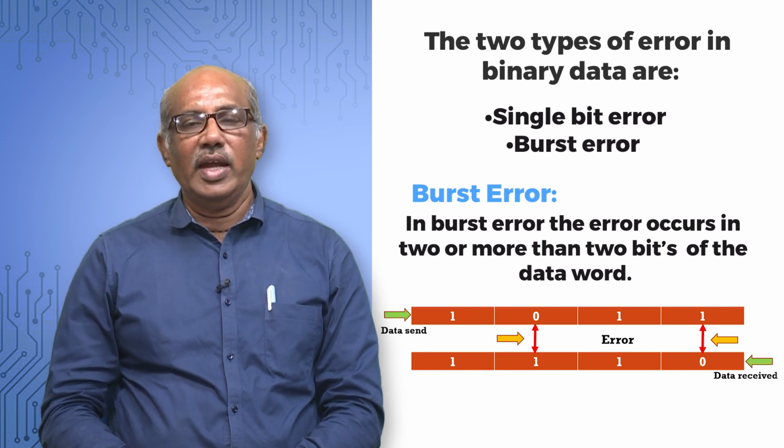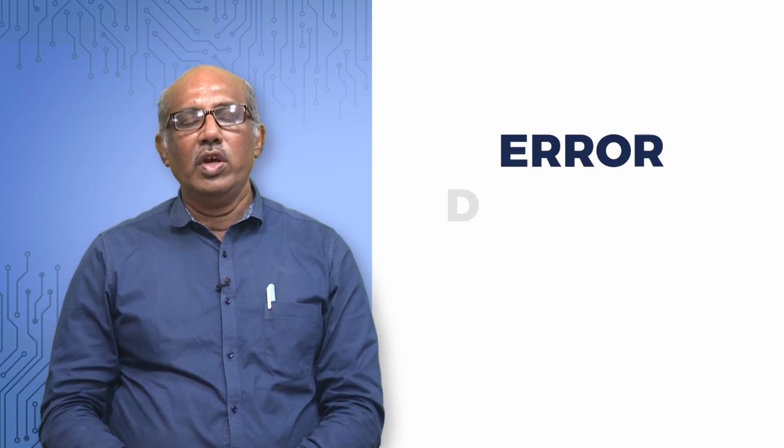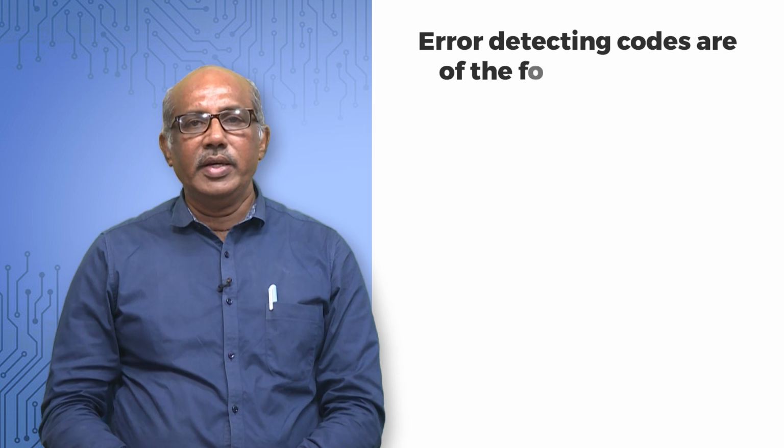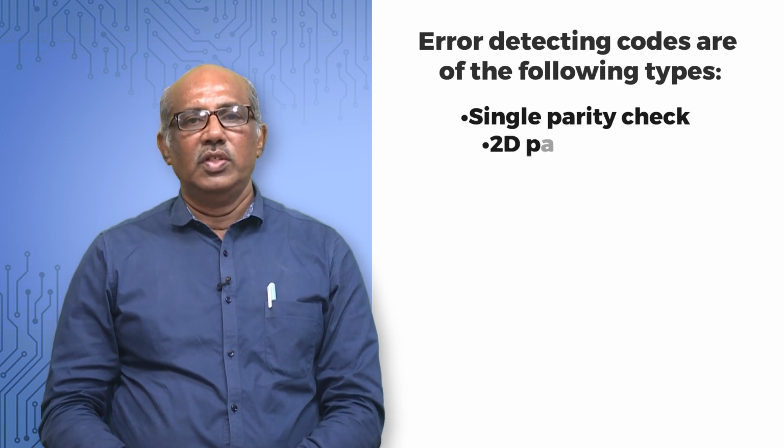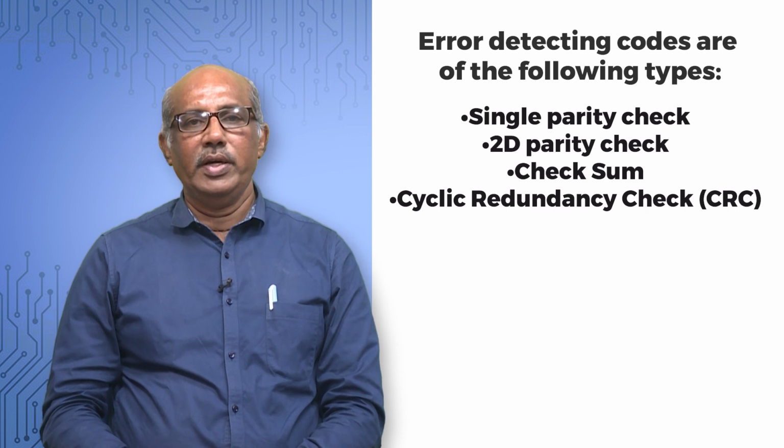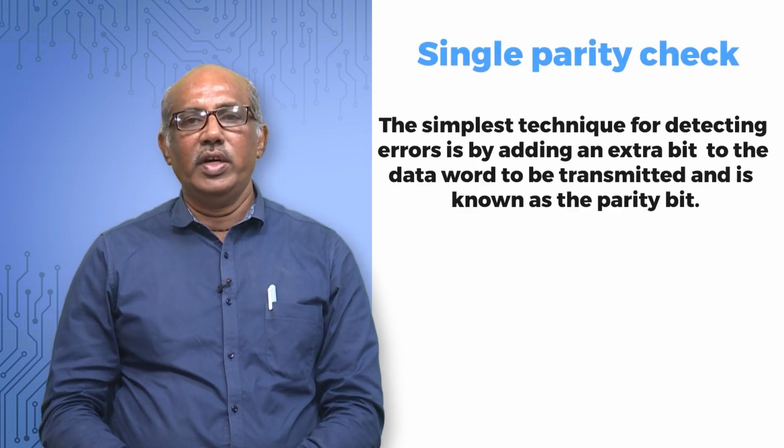That means 2 bits values have been changed, and therefore such types of errors are known as burst errors. Now, we come to the error detection code. Error detection codes are of the following types: single parity check, 2-dimensional parity check, checksum, and cyclic redundancy check, or in short the CRC. In this lecture, we will only focus on the single parity check. The simplest technique for detecting errors is adding an extra bit to the data word to be transmitted, which is known as the parity bit.